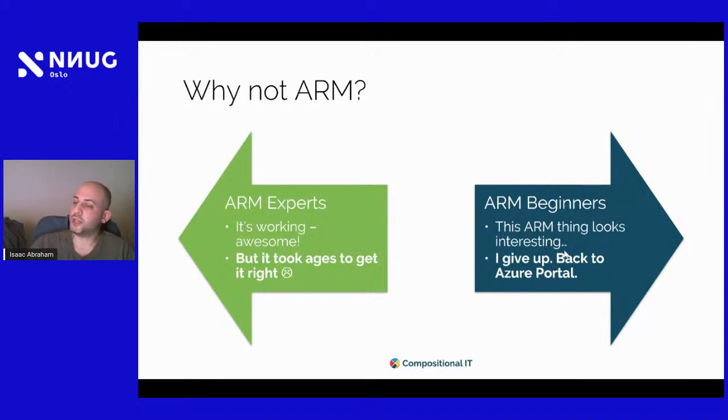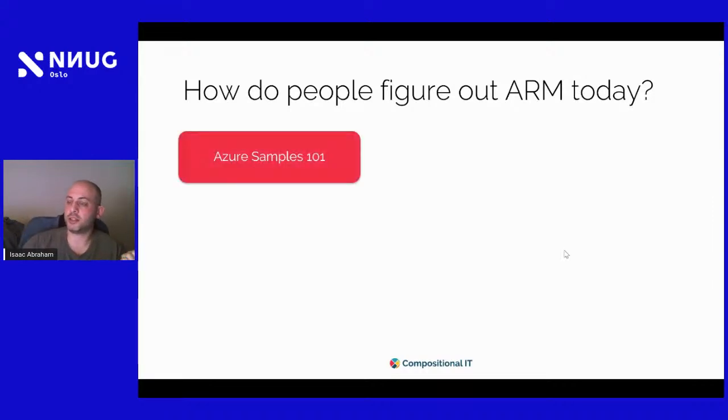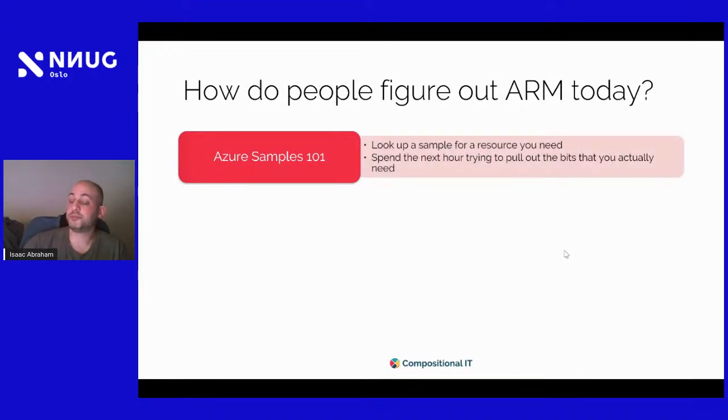There are many reasons why that is. But either way, it's people that know what they're doing, get it working, but they know it's going to take a long time, and people that don't know simply will give up quickly and go back. And this is why I've written down how I figure out ARM templates today, how we work them out, and how most people tend to use them. So the first time you'll try and do an ARM template, there's a site called Azure Samples 101, which is a GitHub repository that Microsoft have created, which has loads of different ARM templates.